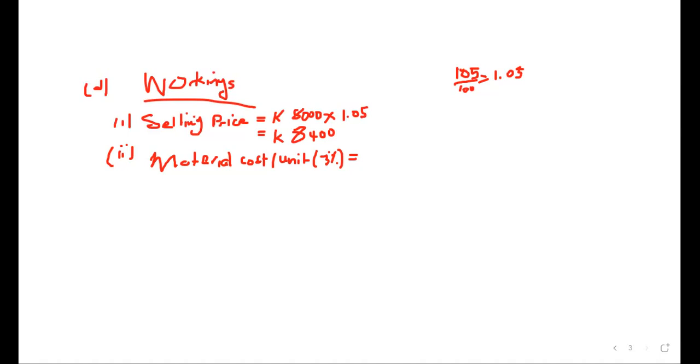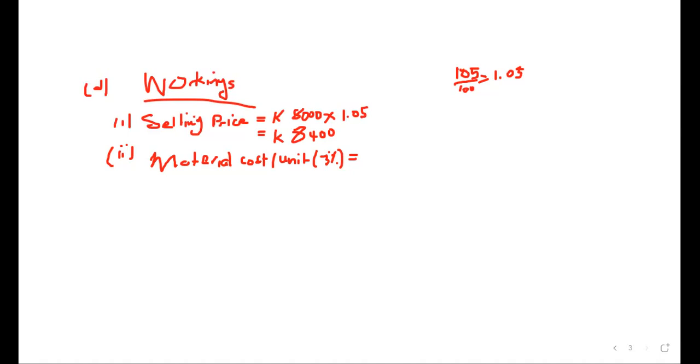So it is constant. The variable cost, as one of the assumptions of the break-even point, the assumption is that the variable cost per unit is supposed to be constant. So it is constant throughout the period, from January to December. So let's get back to the question, or to the workings.